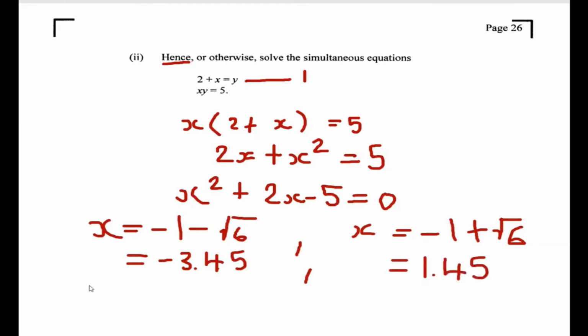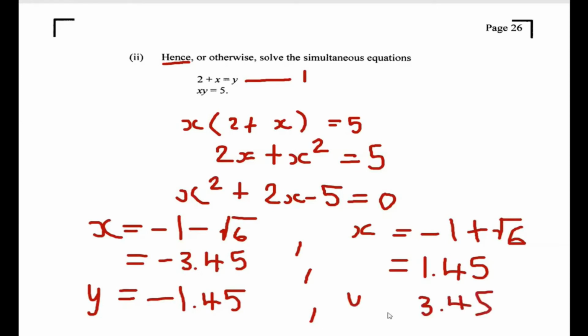Now you can find y. When x is negative 3.45, y is going to be equal to 2 plus x, so 2 plus negative 3.45 is negative 1.45. So that's one answer for y. And the next answer for y is when x is 1.45, y is 3.45. So those are the two solutions.